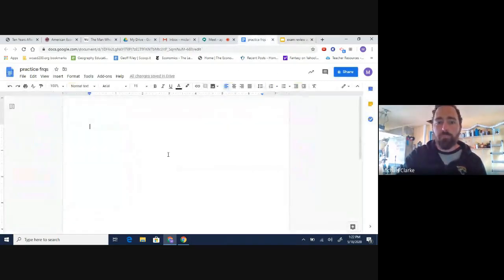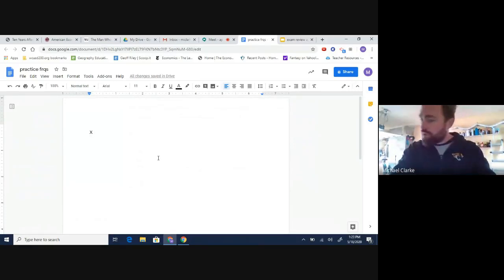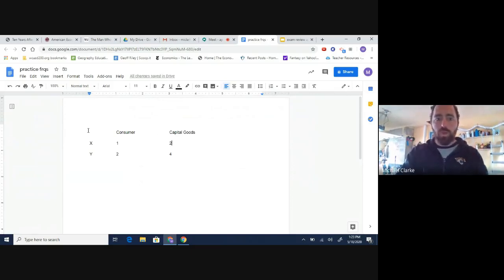So to do that, what I tell you guys to do is to make a table. So this is country X. Country X can make 1 unit of consumer goods or 2 units of capital goods. Country Y can make 2 units of consumer goods or 4 units of capital goods. And I'm just going to label this. This is consumer. Move these over. This is capital goods. Okay.